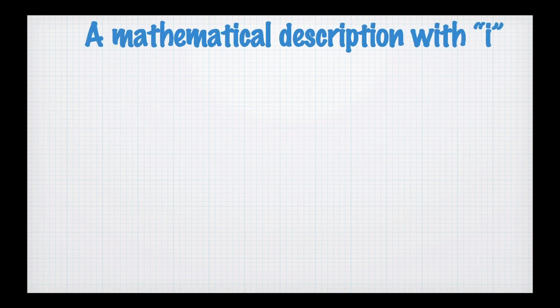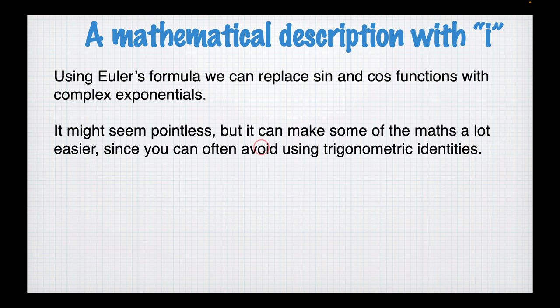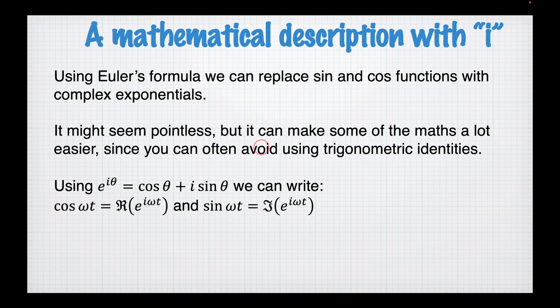So to summarize, Euler's formula allows us to replace sine and cosine functions with complex exponentials and vice versa. It might seem pointless at times, but as I hope I've demonstrated with an example using a phasor diagram, you can avoid using trigonometric identities sometimes, and that can make your life easier and avoid mistakes. So that's Euler's formula, and that allows us to write, for example, cosine omega t as the real part of the complex exponential and sine omega t as the imaginary part of the complex exponential.